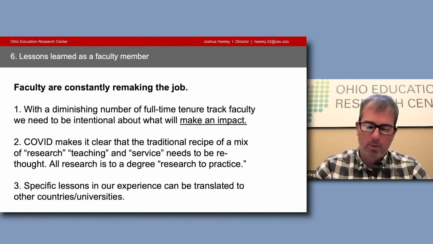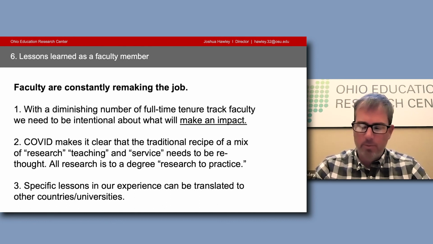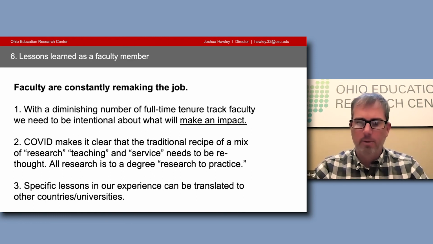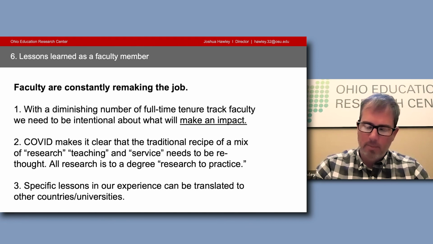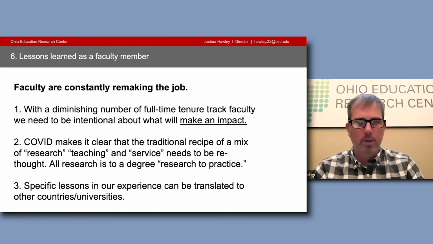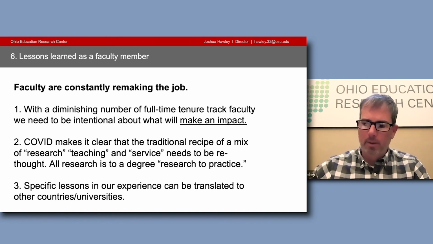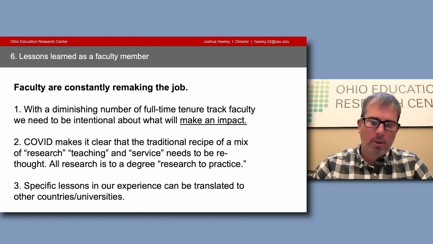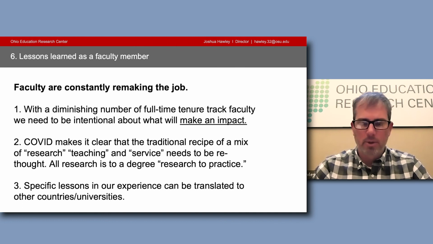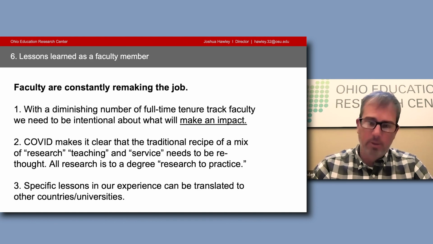Particularly at land-grant institutions, all research is research to practice and partnership research. And I think lastly, specific lessons we've gained here at Ohio State and other places can be translated to other countries and universities. I have a sabbatical coming up in Southeast Asia, and I'm working on some of these issues on data and labor data and data utilization in some of those contexts.